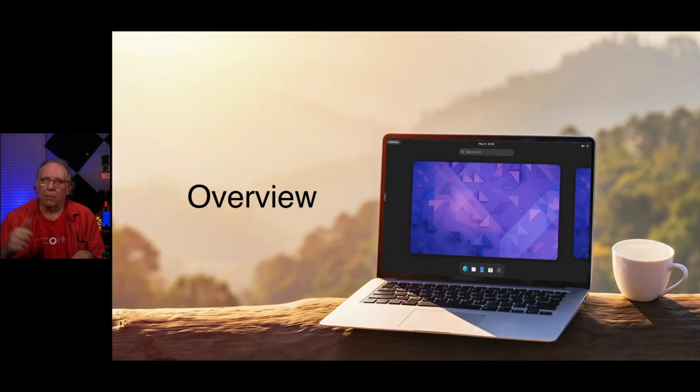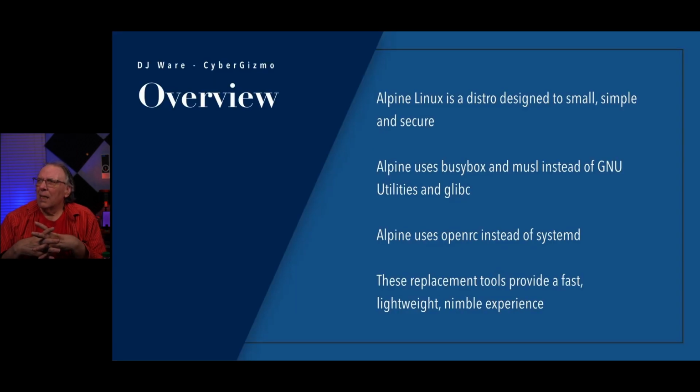But before we do that, let's talk a little bit about what is Alpine Linux? Alpine Linux is a distro that's designed to be very small, very simple, and very secure. That's been its philosophy since the very beginning. It replaces the 300 or so utilities that go into your /usr/bin and /usr/sbin directories with BusyBox. That reduces the footprint because BusyBox, which has all those commands in it, only occupies about 300 kilobytes of disk space.